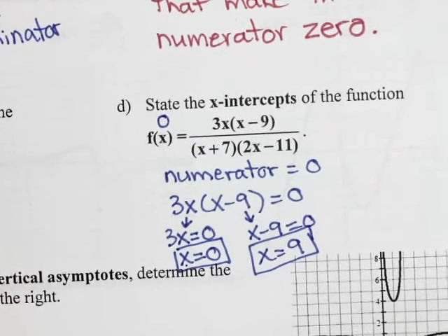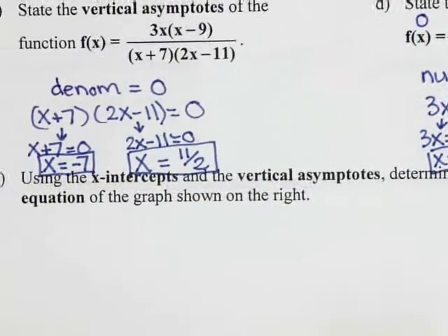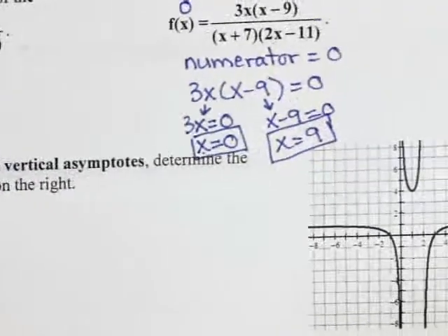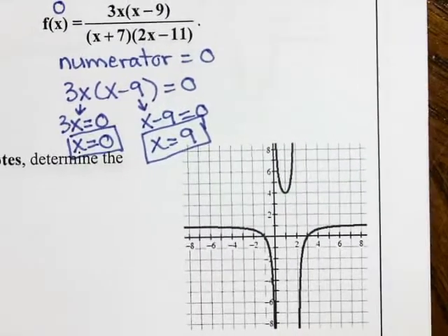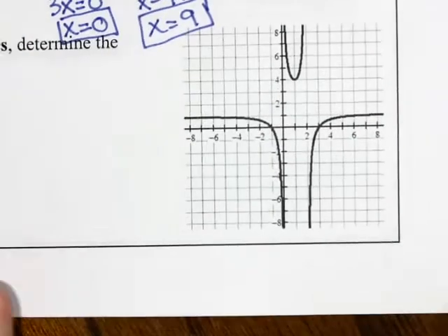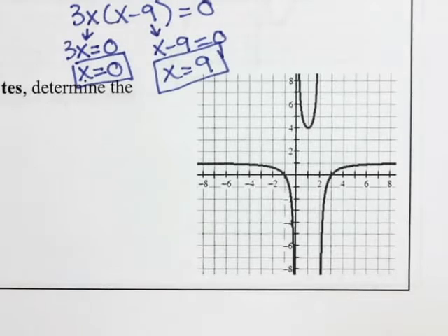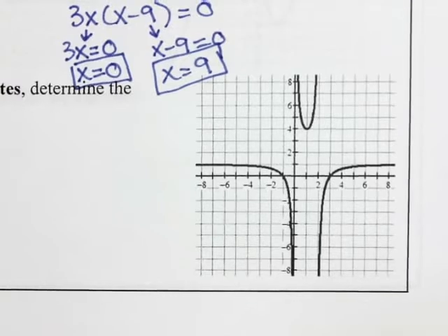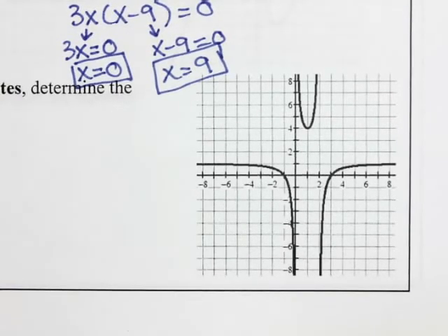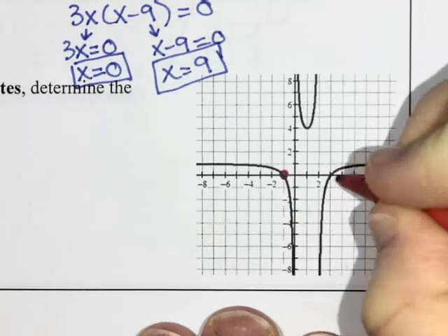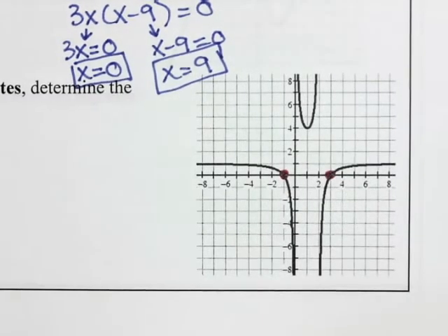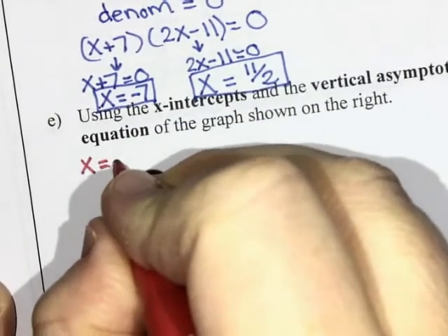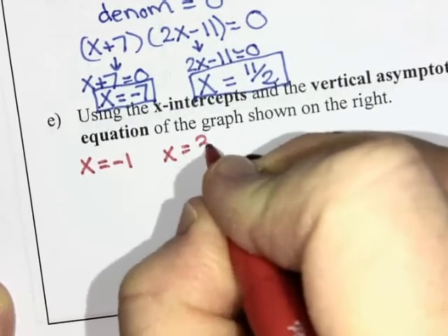All right, our last question on this page says, using the x-intercepts and the vertical asymptotes, determine the equation of the graph shown on the right. So there is a graph here. Just need to adjust the camera. And I want to try to use the x-intercepts and the vertical asymptotes to try to put together an equation. So if I look at my x-intercepts, I have x-intercepts at -1 and +3. So I know that I have x equals -1 and x equals +3.